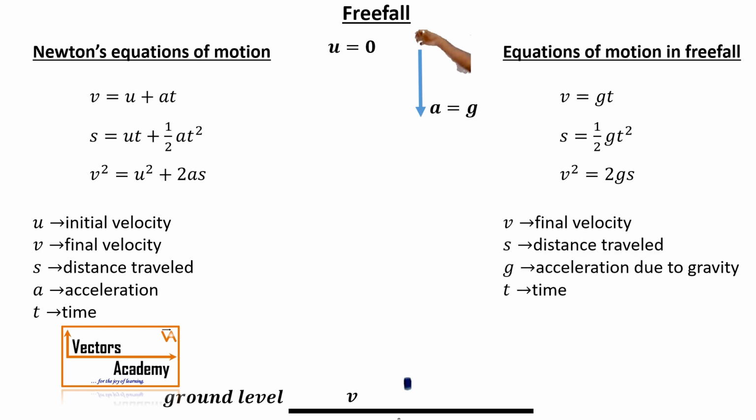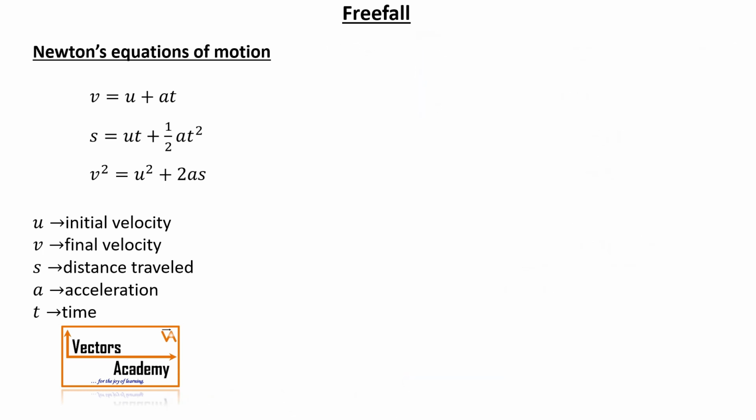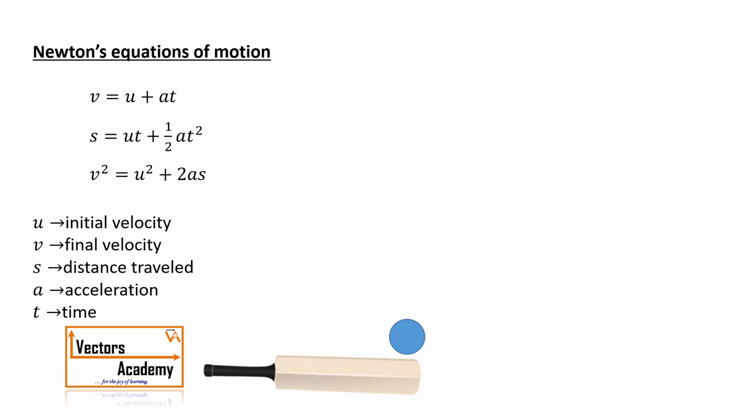Now, let us understand one more motion. If we take an object and throw it vertically upwards with a certain initial velocity, what happens? That object moves upwards, it comes to rest, and then it comes down, right? So, when we throw the object initially, the initial velocity is u. When it reaches the maximum height, the final velocity is 0. So hence v is 0.